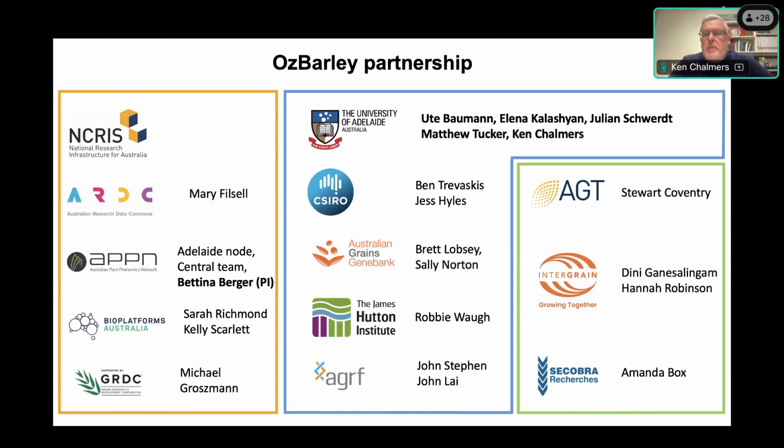So these are our main funding bodies, but we also have a number of research partners. The main research partners are the University of Adelaide, CSIRO, the Australian Grains Gene Bank, the James Hutton Institute with our host, Robbie Waugh, and the AGRF, the Australian Genome Research Facility. And it's also a partnership with the main barley breeding programs within Australia, Australian Grain Technologies, Intergrain, and Seedbro researchers. So there's a number of funding bodies, research organizations, and breeding programs involved in this.